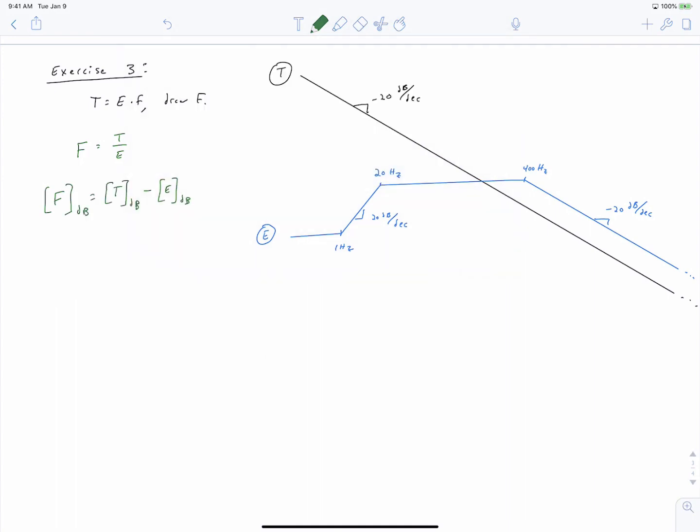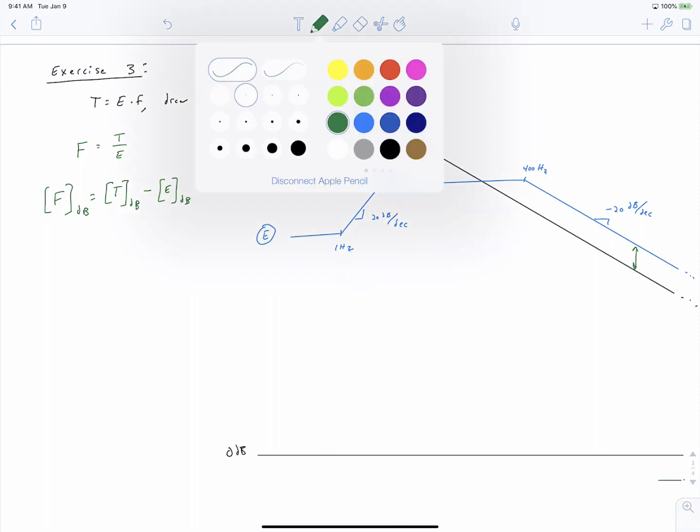So the divide operation, F is equal to T divided by E, is equal to a subtract operation in the decibel plot domain. So we say that the transfer function F in decibels is going to be T in decibels minus E in decibels. So now plot this on here. And starting at the rightmost position, we can see that T minus E in this regime is going to be a constant value that's negative. So I'm just plotting on here T minus E. And actually, let me label.